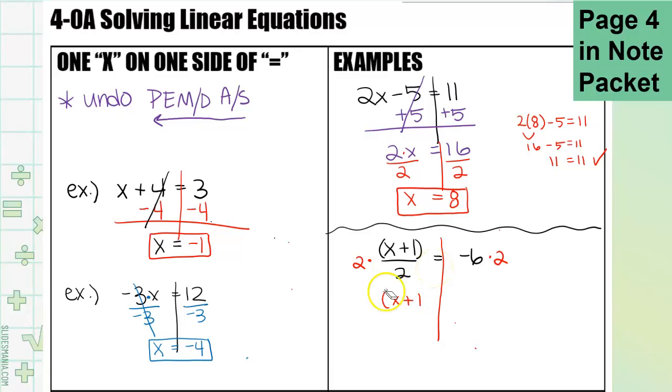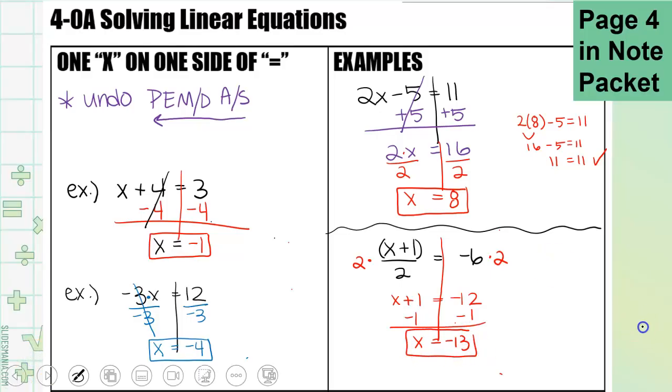Oh, I don't need those parentheses. I put those parentheses in, so they're not necessary. x plus 1 equals negative 12, and now that 1 has been released, so I can subtract. Once again, we can check if we would like to make sure we got this correct, where we plug in negative 13 plus 1 divided by 2 and see if that ends up giving us negative 6. That gives us negative 12 divided by 2, which is negative 6 equals negative 6.